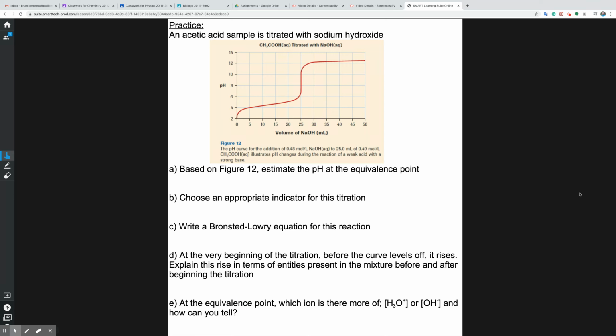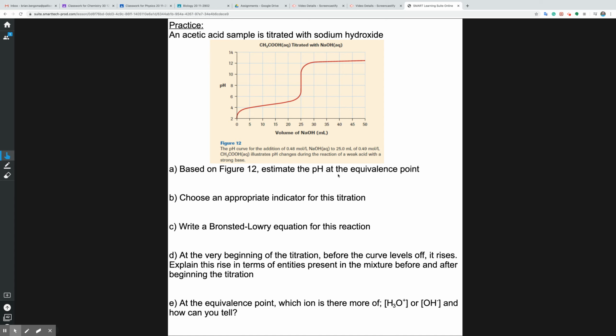So yeah, these are some of the types of questions you get. Again, the diploma is always multiple choice, so it would show you a different example and you'd have to figure it out from that. So for this one, an acetic acid sample is titrated with sodium hydroxide. So we have a weak acid and a strong base.